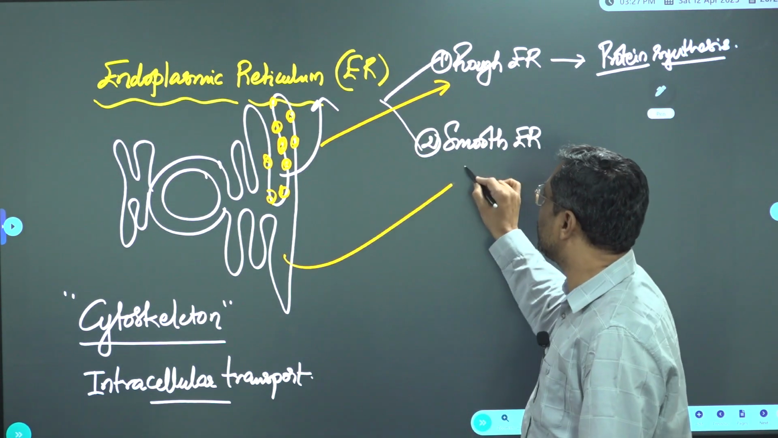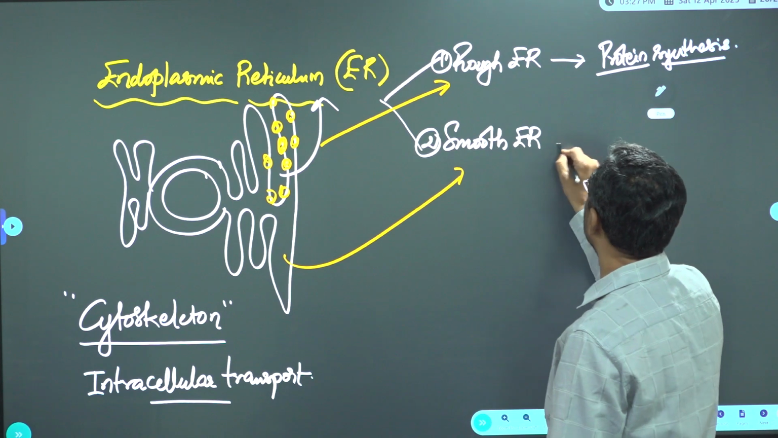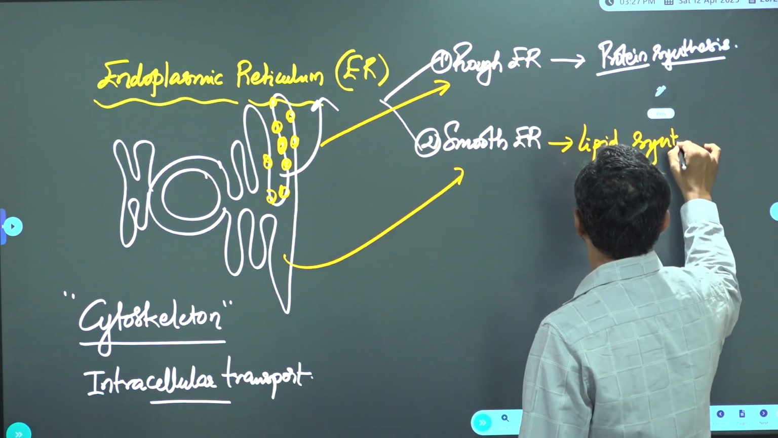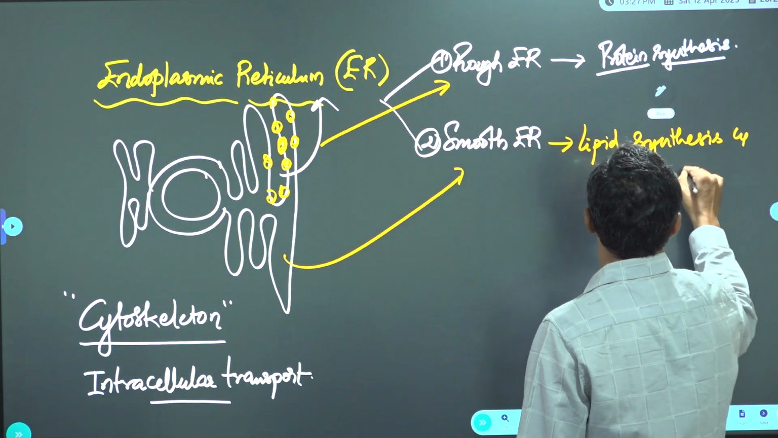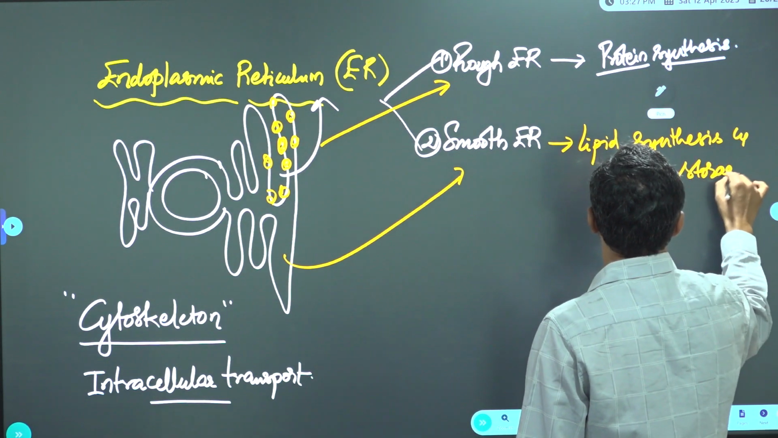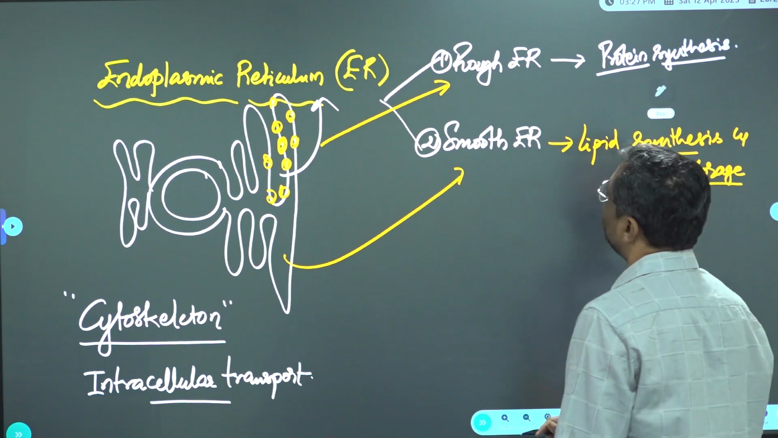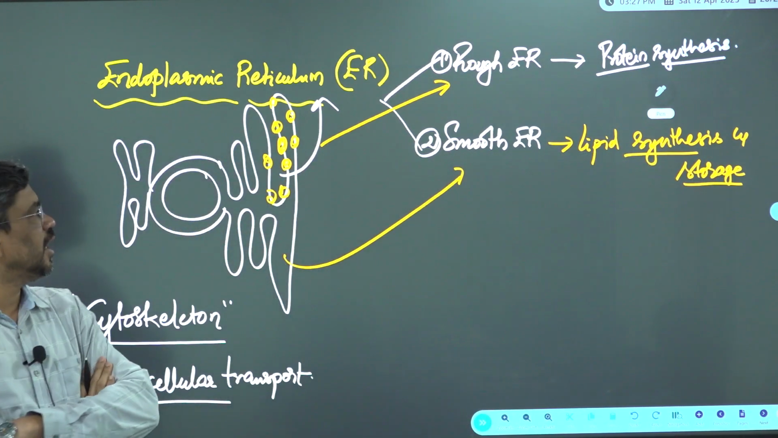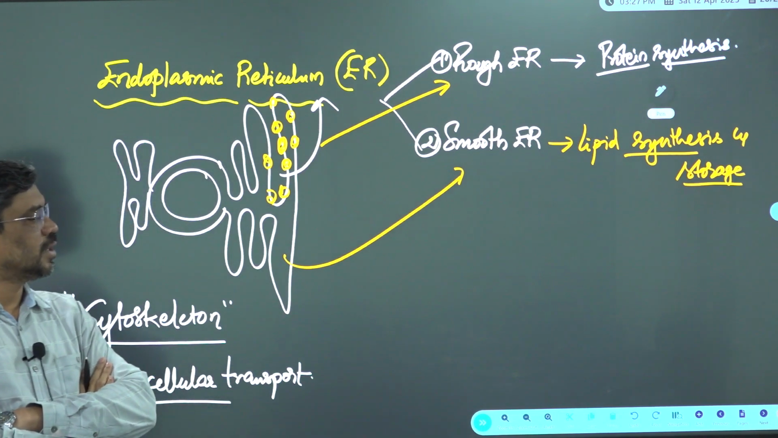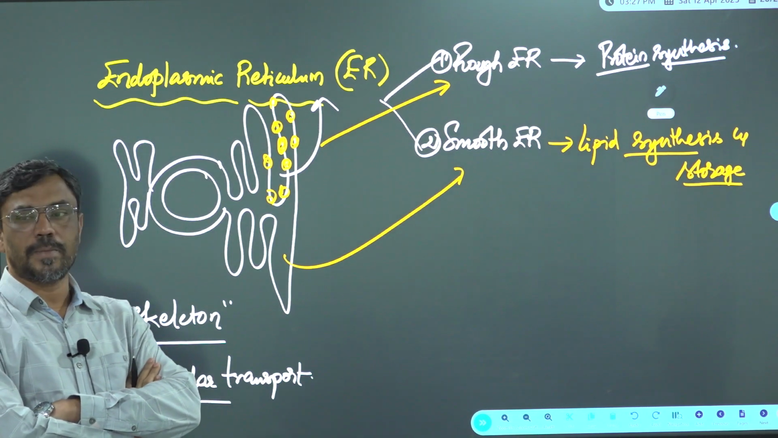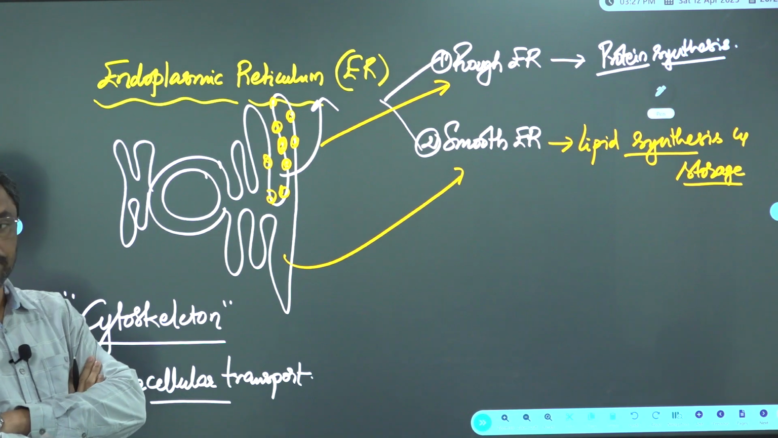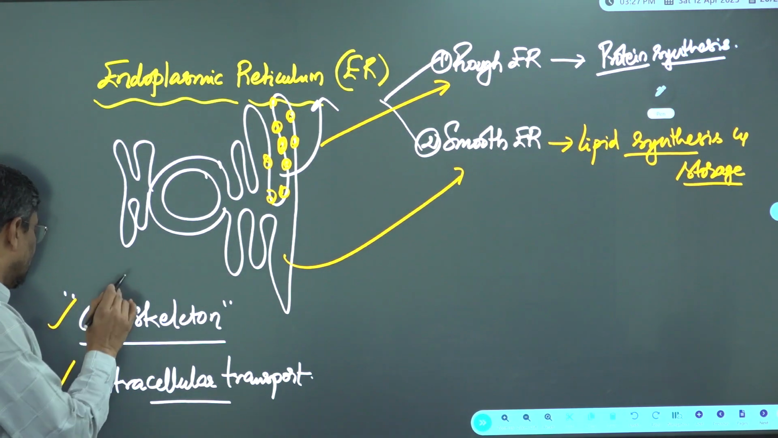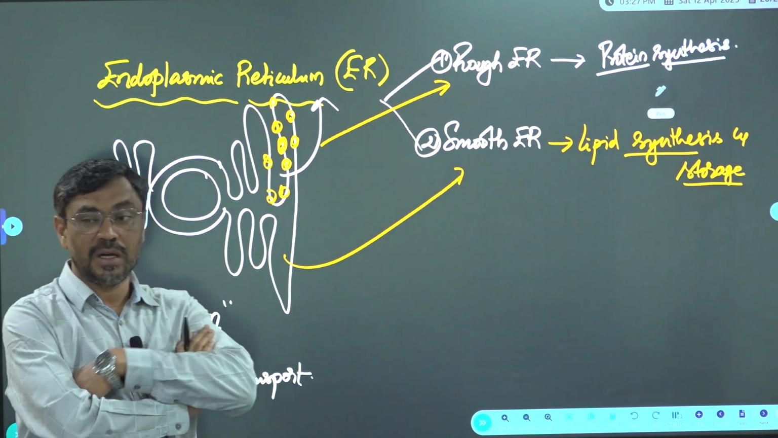If ribosomes are absent, it is smooth, and it is involved in lipid synthesis and storage. So, rough endoplasmic reticulum and smooth endoplasmic reticulum, remember these two terminologies. It is called the cytoskeleton and it is required for intracellular transport.